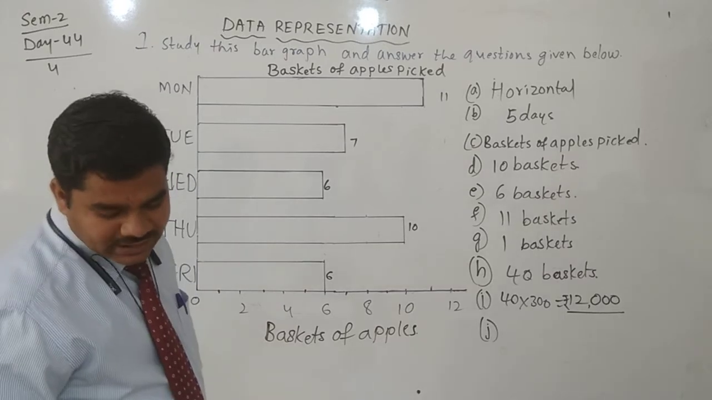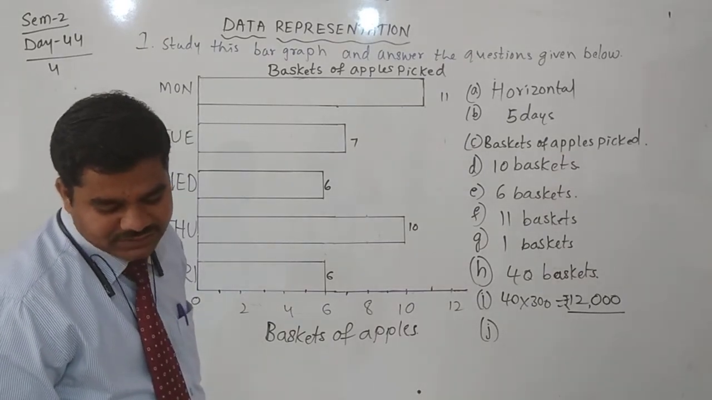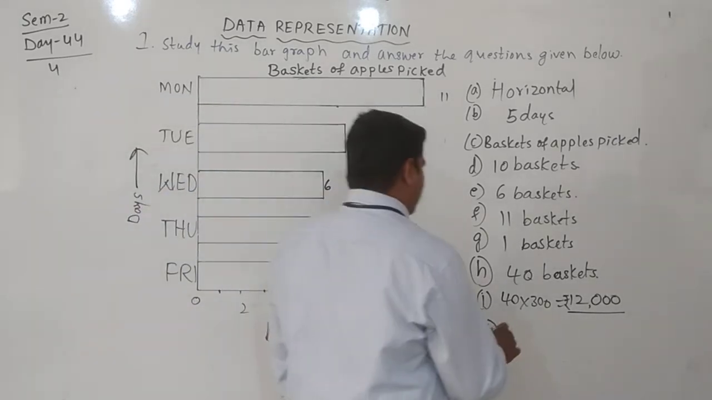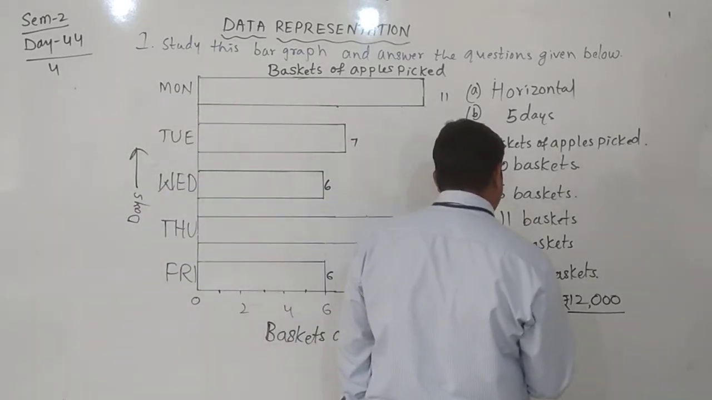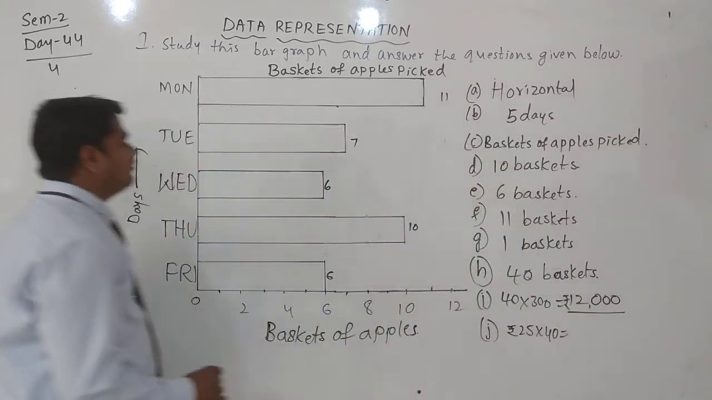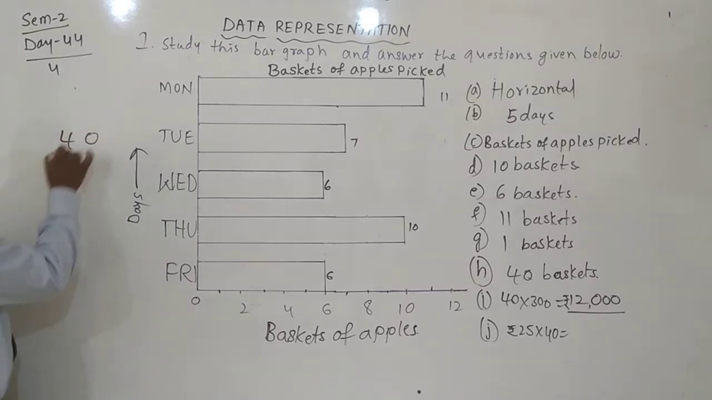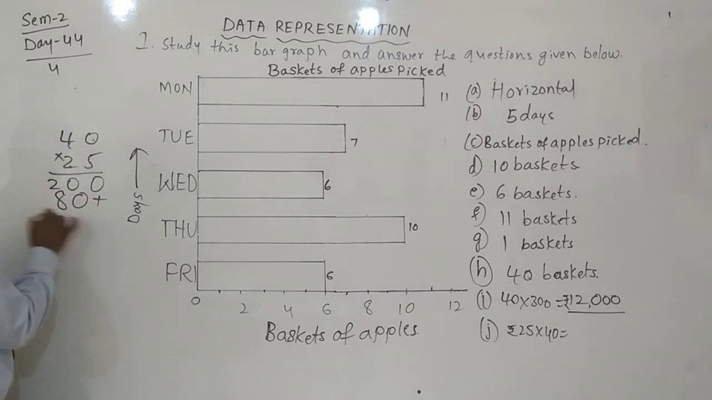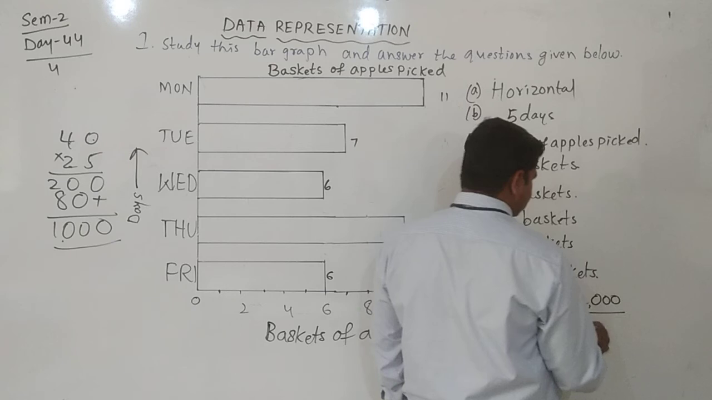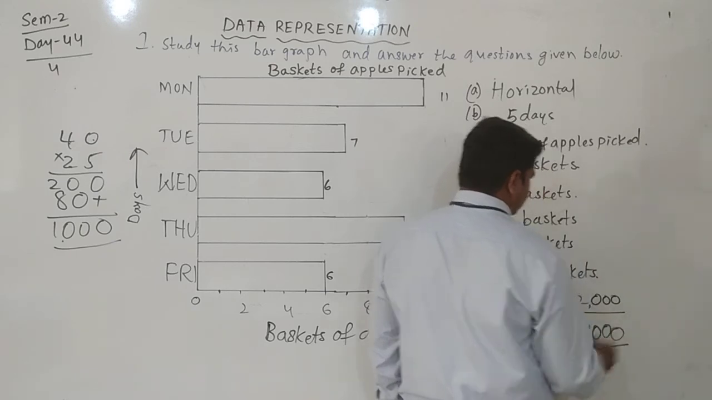Next one, J question. If the cost of packing each basket is 25, what is the total cost of packing all the baskets? One basket cost is 25, and 40 baskets you have to pack. Packing cost: multiply 40 into 25. 5 zeros are 0, 5 fours are 20, plus 2 zeros are 0, 2 fours are 8. So 1,000 rupees. What is the cost for the packing? It is rupees 1,000.